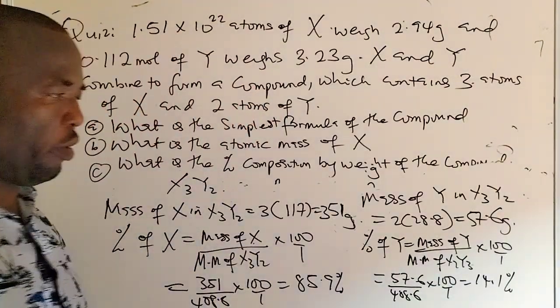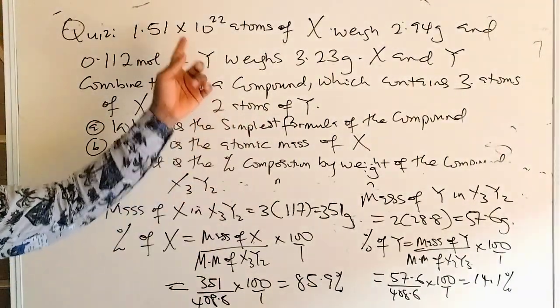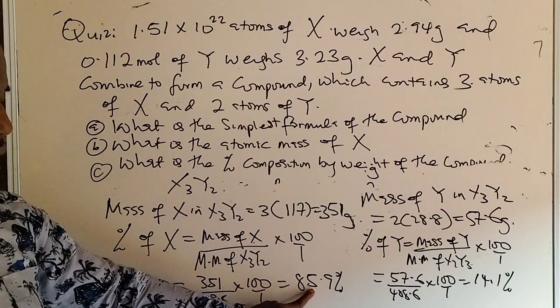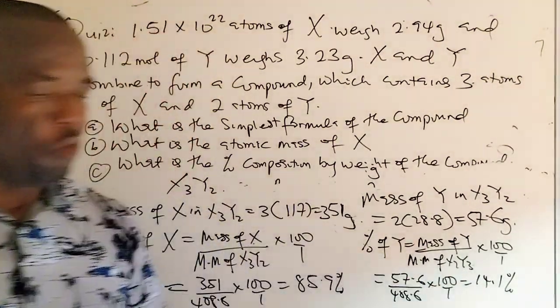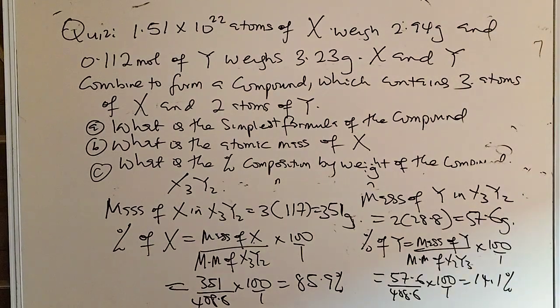To verify whether you're correct, since the compound contains 2 elements, if you add this percent of S to that of Y, you should be getting 100% to show that you are on the right track. So that is it.